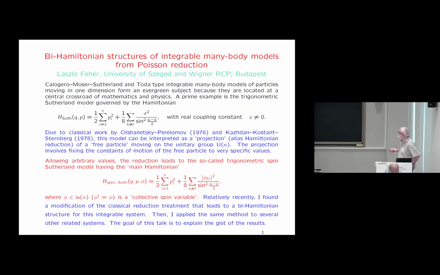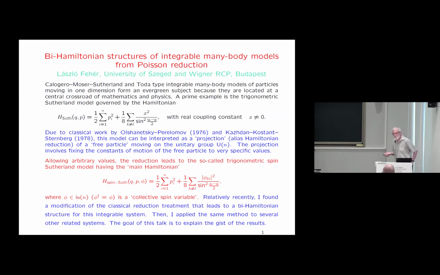As one of the central figures in the subject, Simon Ruijsenaars, often says, they lie at a crossroad of mathematics and physics. And one of the simplest examples is this. I'm talking at the level of classical Hamiltonian mechanics. So one of the simplest examples is the so-called Sutherland model or Calogero-Sutherland model, particles moving on the circle with this potential, with some coupling constant. And it is well known that this model can be obtained by the projection method or Hamiltonian reduction method from free particles moving on the unitary group U(N) in some canonical Riemannian metric.